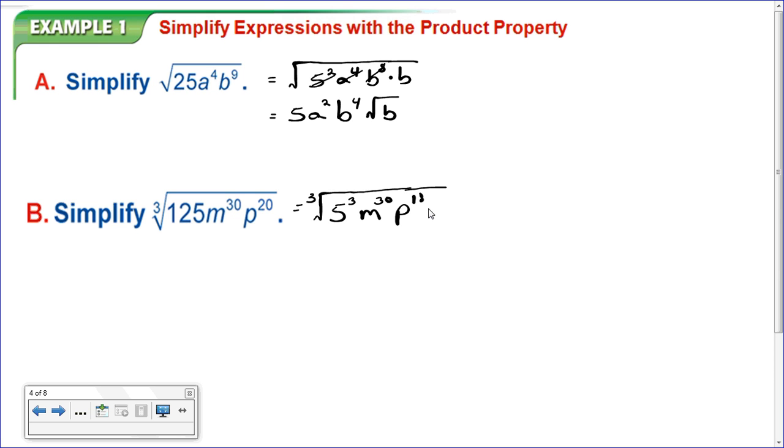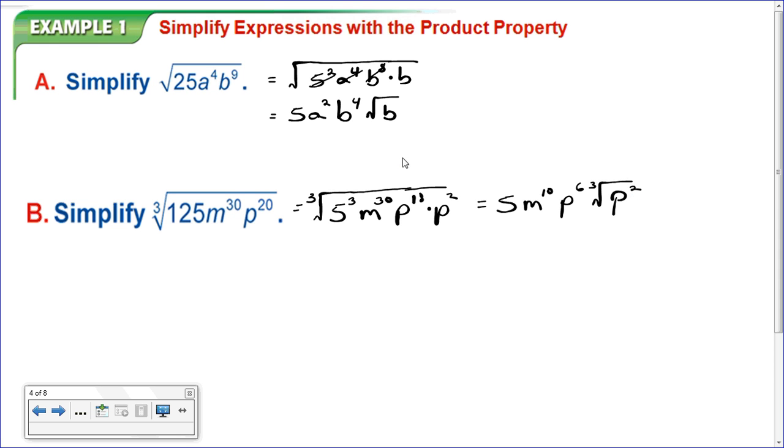And I'm going to leave over here a p squared, because p to the 18th times p squared is p to the 20th. And then I'm going to go through and do the third roots of all these. The third root of 5 to the 3rd is 5. The third root of m to the 30th is m to the 10th. The third root of p to the 18th is p to the 6th. And I'm going to be left over with a third root of p squared.